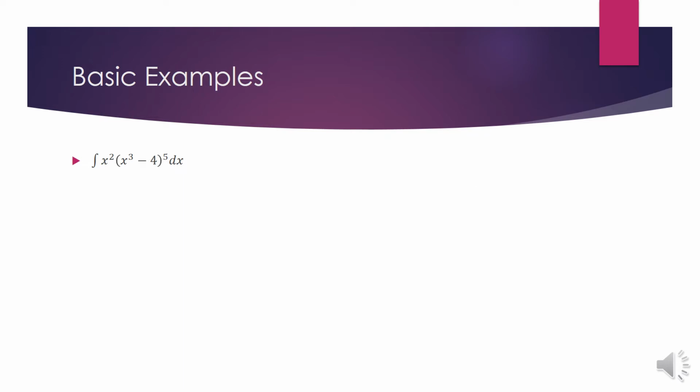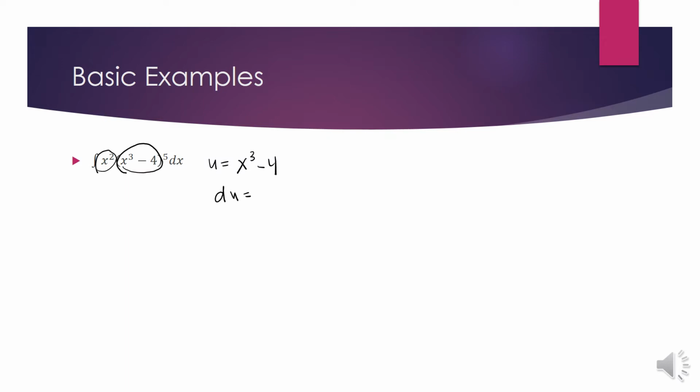Okay, here's another kind of basic example. It's a little tougher than what we've done, but we're going to use U substitution. When I look at this problem again, we're multiplying, can't do it directly. But what I also notice is that the derivative of x cubed minus 4 is really close to x squared. It's not exactly that, but it's very close. So that leads me to think u should be x cubed minus 4.